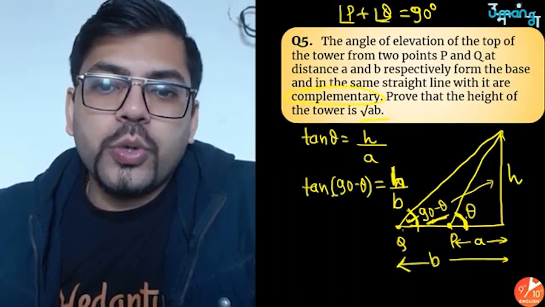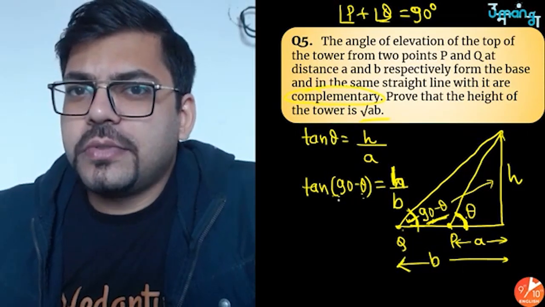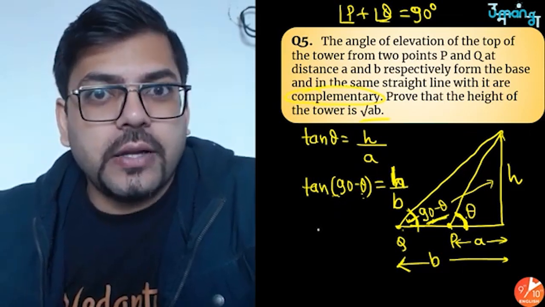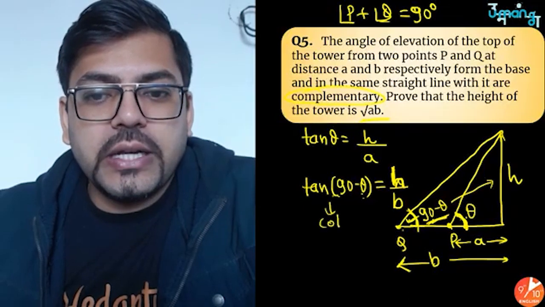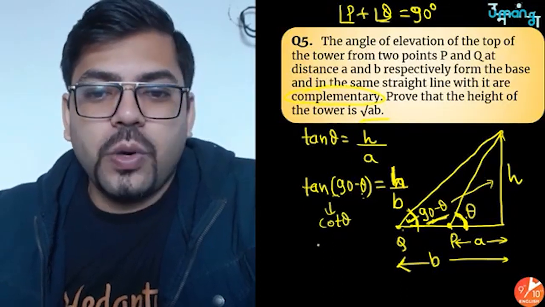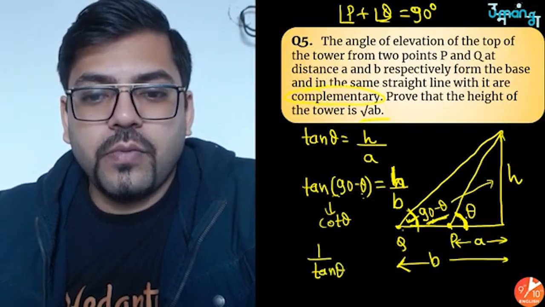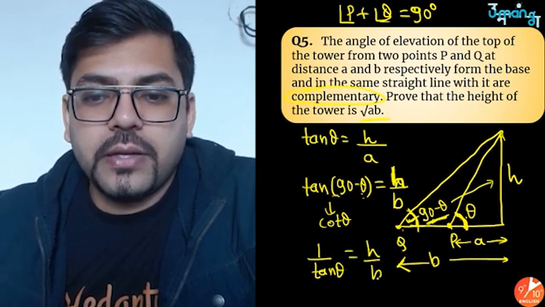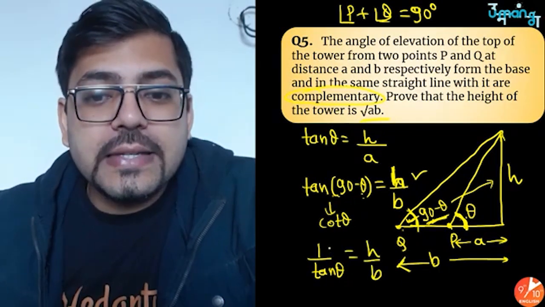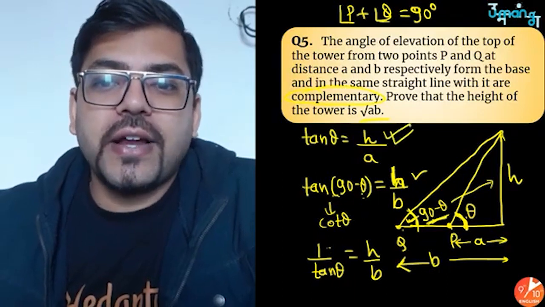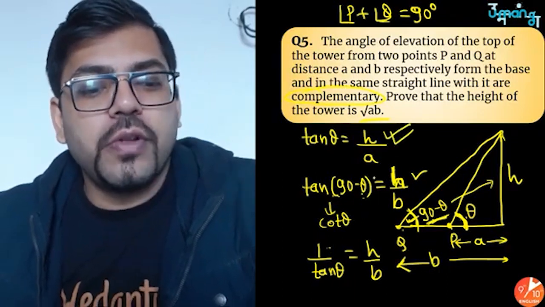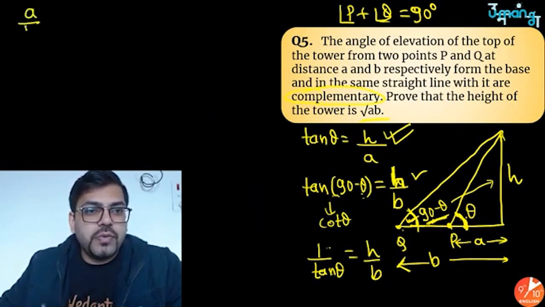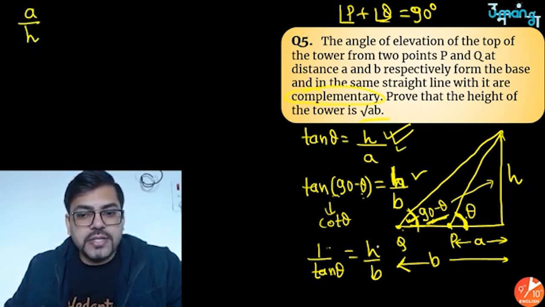Fine? Now, do you all know what tan 90 minus theta is? I guess you might know. Tan 90 minus theta is nothing but cot theta. And that cot theta can also be written as 1 by tan theta. So finally, what did you get? You got 1 by tan theta equals h upon b. This is h upon b, and this is 1 by tan theta. You already have the value of tan theta. Tan theta is h by a. So what will be the value of 1 by tan theta? 1 by tan theta means a by h. Very simple. So this a by h, the reciprocal, is equal to h by b.